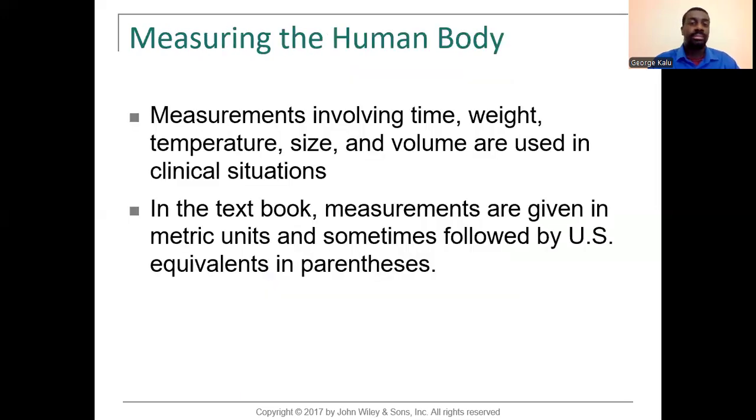Okay. And then just for the sake of completeness again, in this book, they're going to use the metric system. So just be ready for that. All right. That's all I've got for chapter one. Sorry, it was a lot of jumping around. But that's going to be the worst of it.